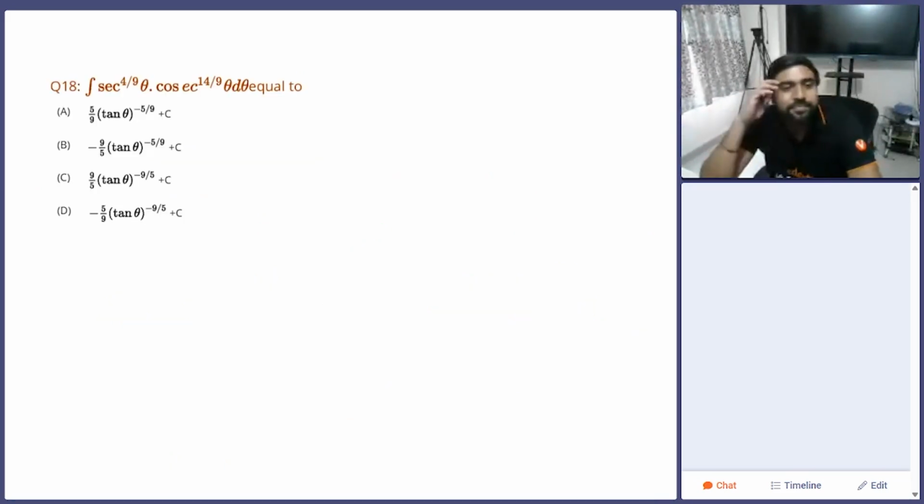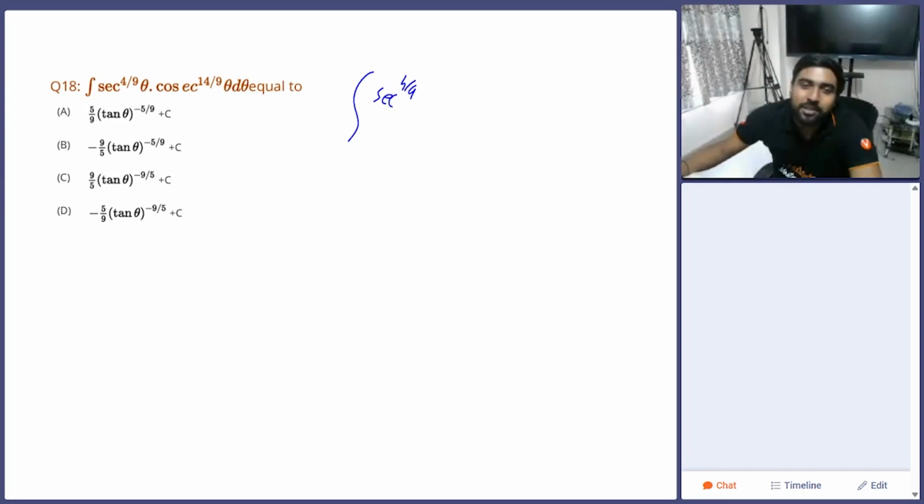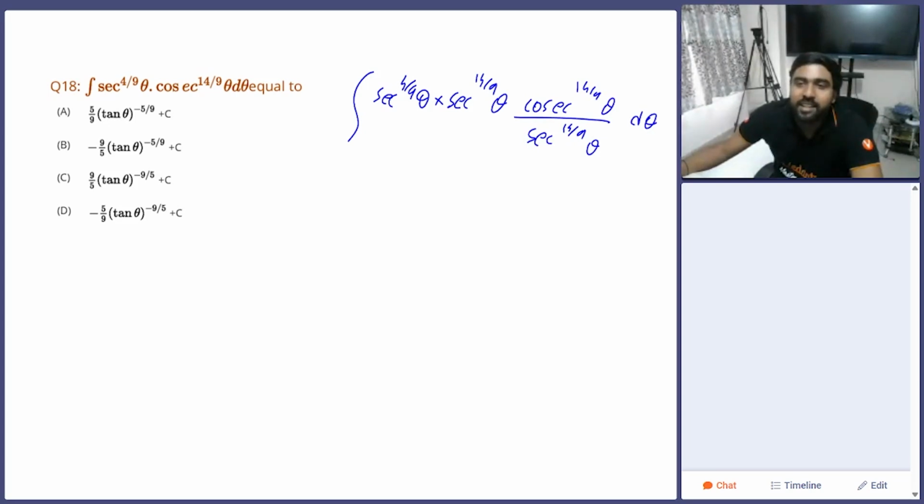Okay, moving on. Now, this is one of the most standard types of question I believe you will ever see. So there's a sec power 4 by 9. I'll obviously try to create sec square because I know that I'm going to create a tan theta. So that's multiplying with sec power 14 by 9 theta. If I'm multiplying with sec power 14 by 9 theta, I will also have to divide by sec power 14 by 9 theta d theta.